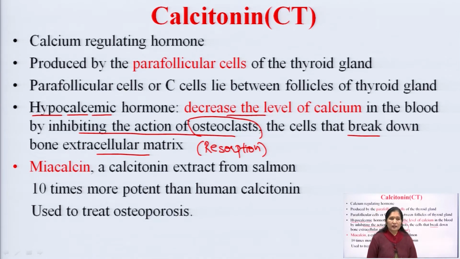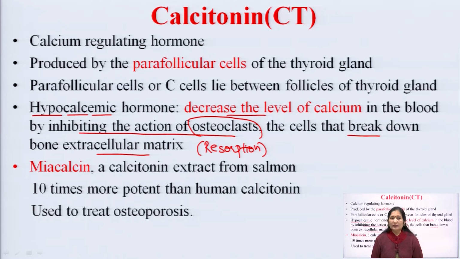So, calcitonin is a calcium regulating hormone produced by the parafollicular cells of the thyroid gland, and it decreases the level of calcium in the blood.